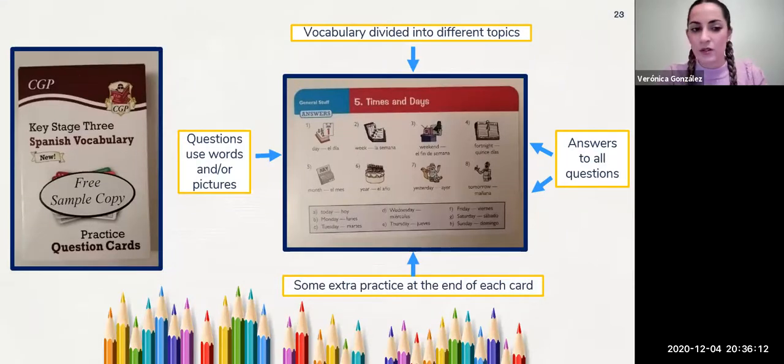I also have some prepared cards that I got from the CGP revision guide. So I got this free sample where the vocab is divided into different topics. I've got them with me as well. Then you would have questions. The questions use words and or pictures. And you have answers to all of the questions and also some extra practice at the end of each card.